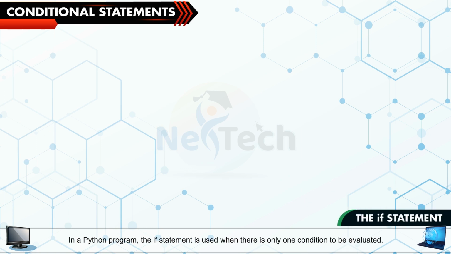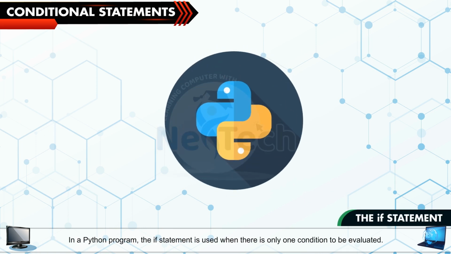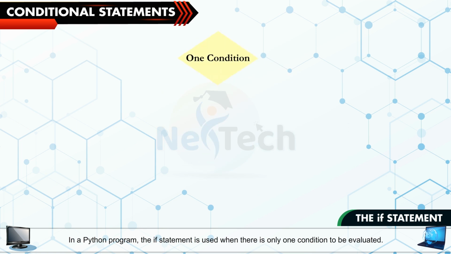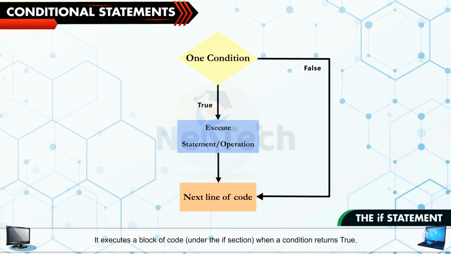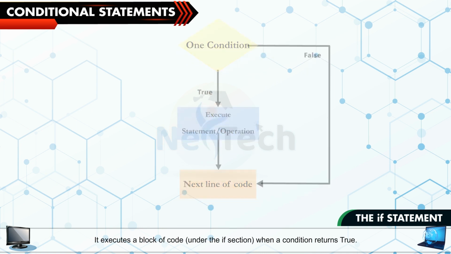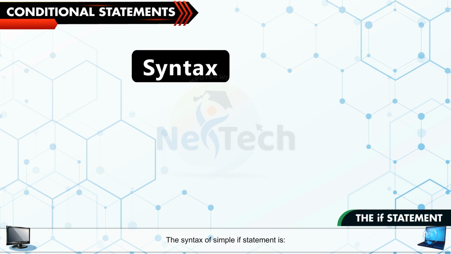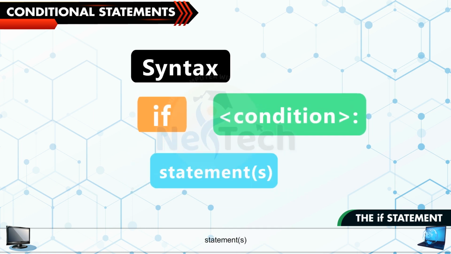The if statement. In a Python program, the if statement is used when there is only one condition to be evaluated. It executes a block of code under the if condition when a condition returns true. The syntax of simple if statement is: if condition: statements.